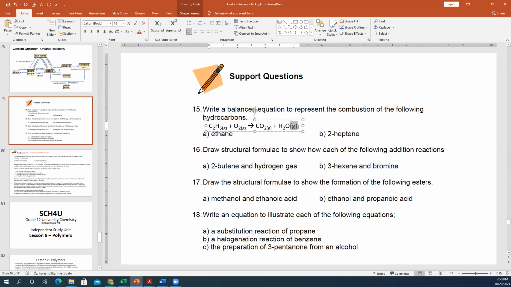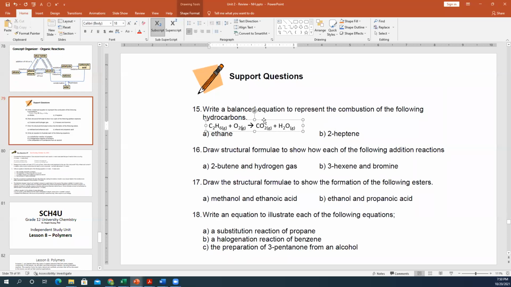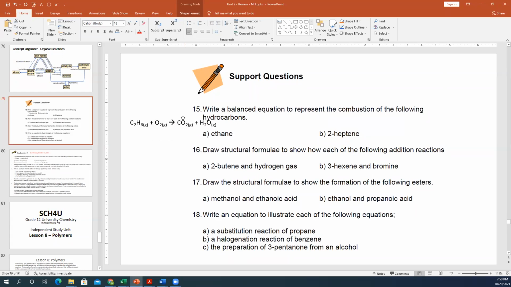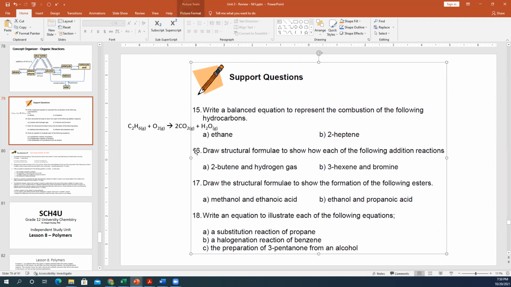So then what do we have to do with this reaction? Is this reaction good to go? No, not even close. What do we have to do? Is it balanced? How many carbons do we have on this side? 2. Do we have 2 on this side? No, we don't. Let's put a 2 there. So we have 2 carbons. Boom.